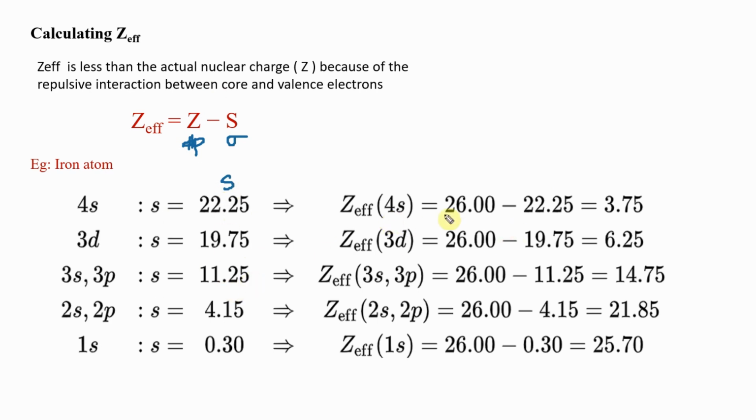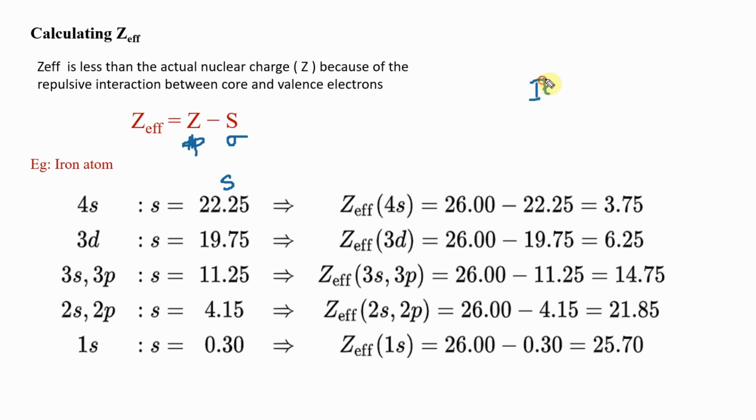Now we are going to calculate Z effective. This is the number of protons. For iron it is 26 protons, doesn't matter which electron you are talking about; the proton count doesn't change. Now if you see, Z effective is inversely proportional to S, because the higher the S, the lower the Z effective. So we saw the shielding is high for 4s, meaning poorly protected, it can be easily ionized. Or we can say Z effective is lower.